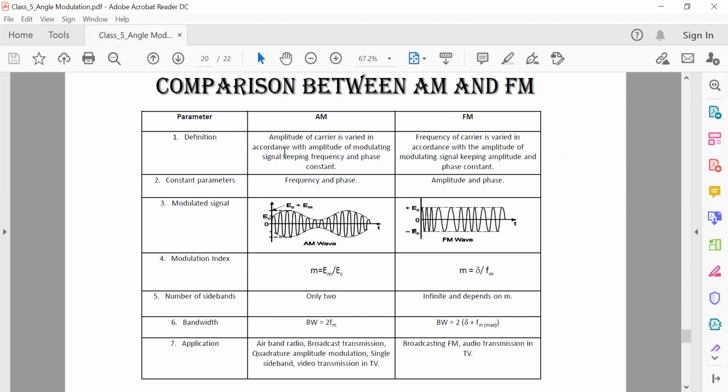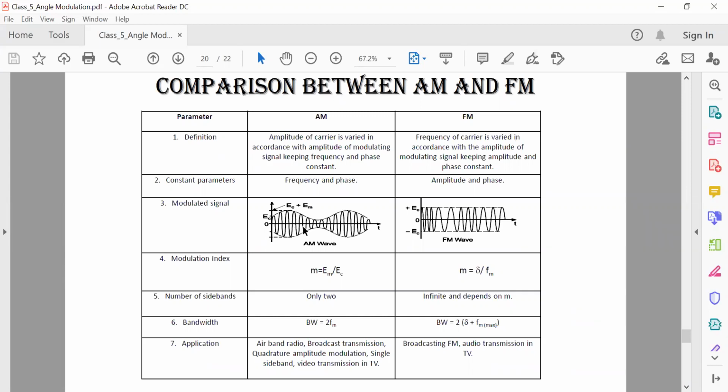So according to the definition given here, the amplitude of the carrier is varied in accordance with the amplitude of the modulating signal, keeping frequency and phase constant, but that is the opposite in the case of FM. The frequency of the carrier is varied, but the amplitude and phase remain constant. So the constant parameters are here.